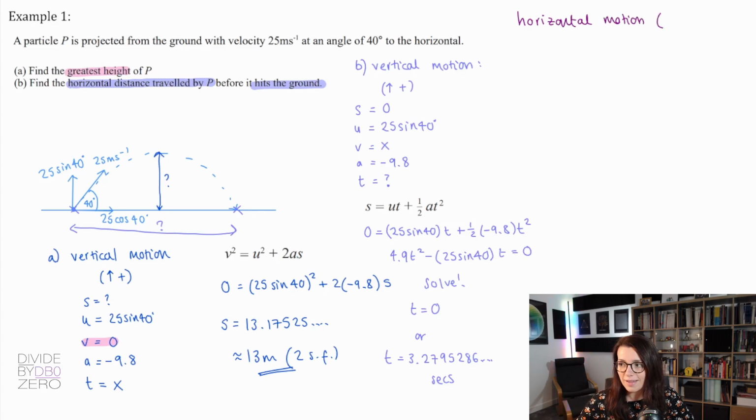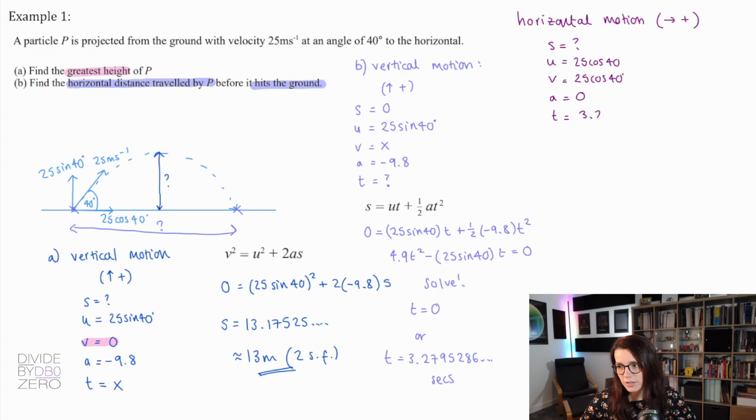And that's what's going to be useful in this question, because now we can consider the horizontal motion, and going to the right can be positive here. Suvat, s is what we're really interested in. u horizontally is 25 cos 40. v would also be 25 cos 40 because horizontally acceleration is 0. And t is our time that we just found.